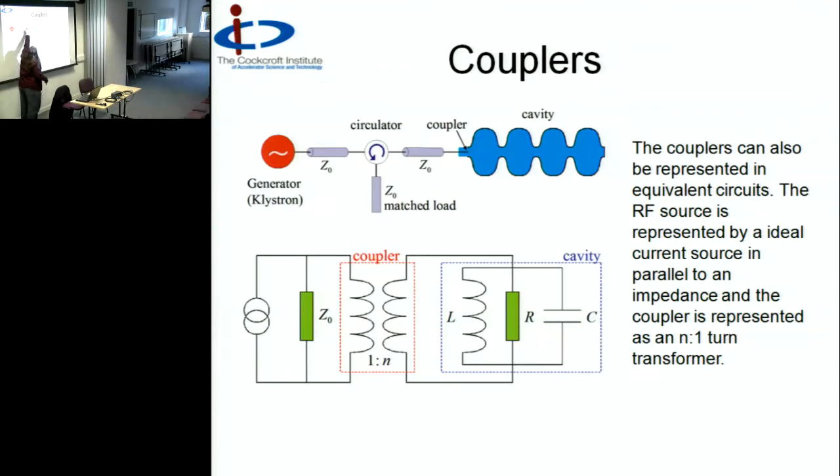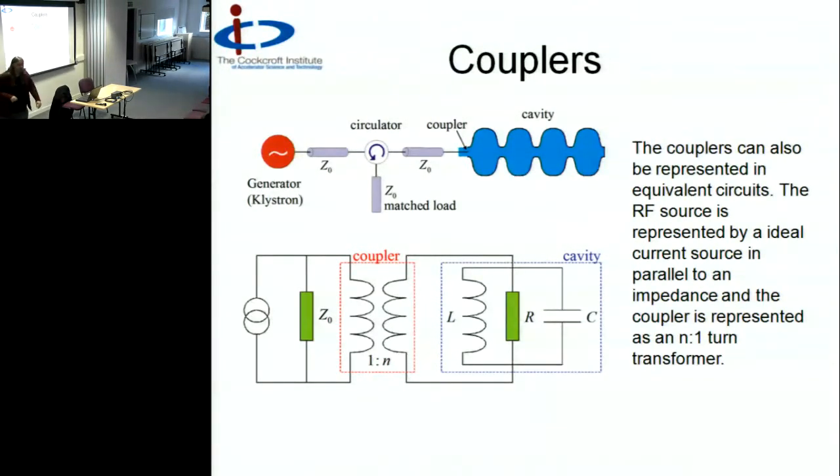Power coming in this port will come out that port. Power coming in that port will come out that port. And power coming out of this port will go to that port. This is quite useful because your power goes through the circulator to the cavity, and anything that's reflected goes to your load and not to your generator. So circulators are quite useful. It then goes through another transmission line to your cavity and couples in there.